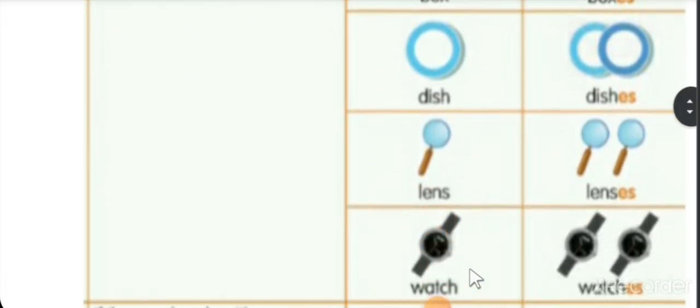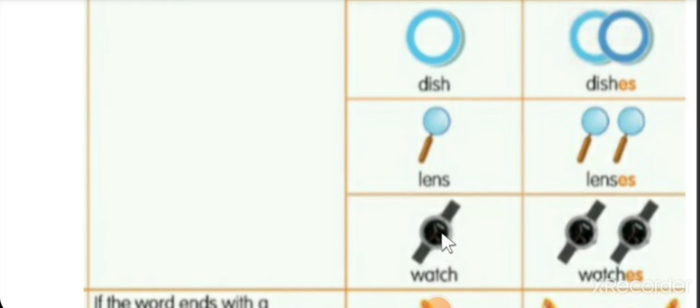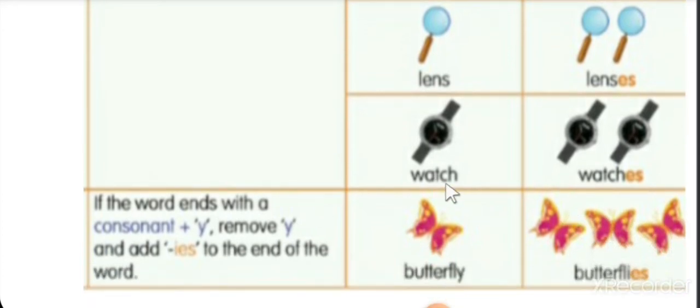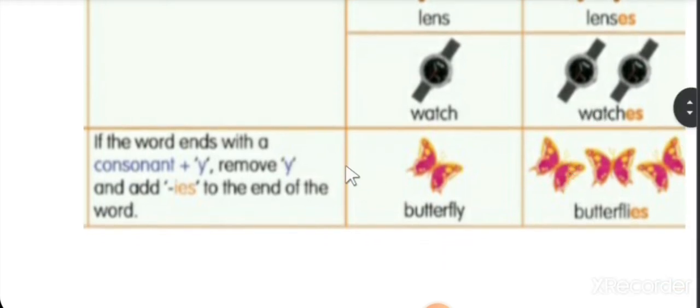So the next word is lens. Lens has s at the end. So we will also change it by using es at the end. Lenses. Many lenses. One watch. Watch has ch at the end. So this also we will change with es by putting es at the end. Watch, watches.